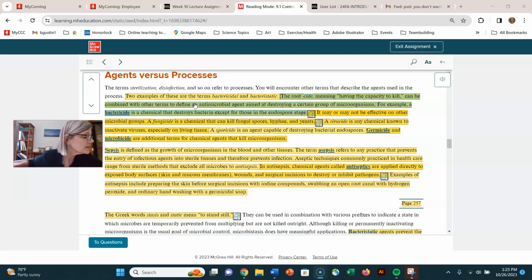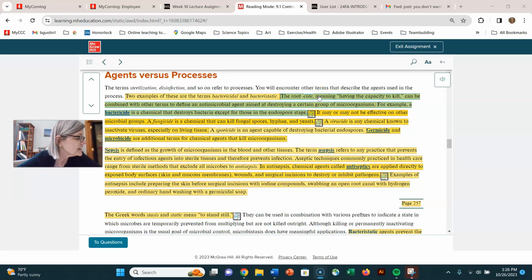Number 3 on your learning outcomes says compare the action of microbial control agents that are cidal versus static. The root of the word cide means having the capacity to kill, and static means to stop growth. Stasis or static means to stop growth or to stand still. And so you can use those roots to create a lot of words.